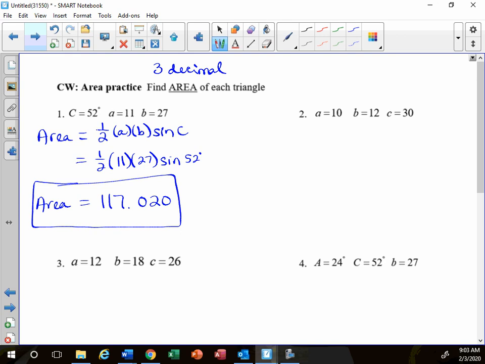Okay, number 2. So which one do you think we want? The one with all the S's in it, right? Okay, so the first thing we have to do is find S. Half the perimeter. So I add up all the sides and I divide by 2. Did you get 26 for S? Not yet.